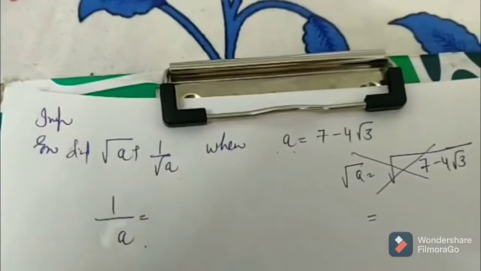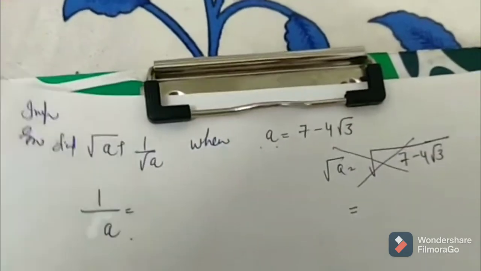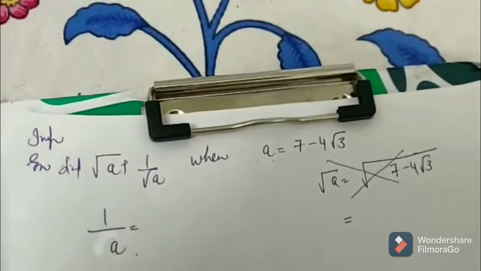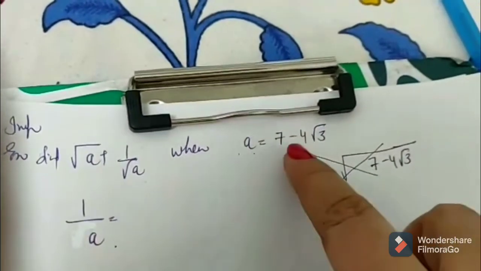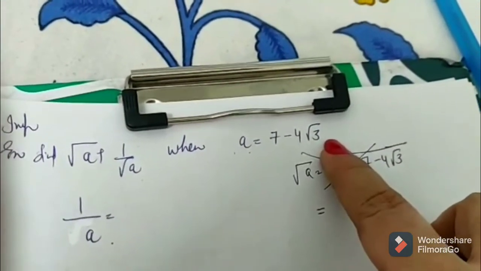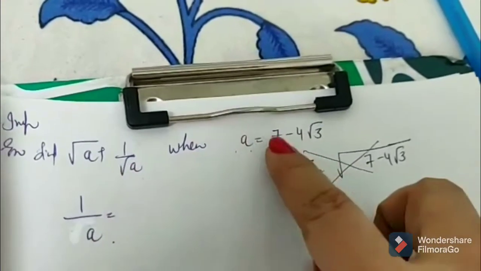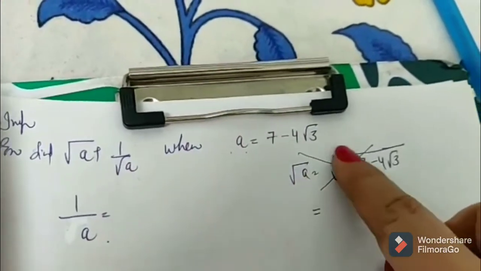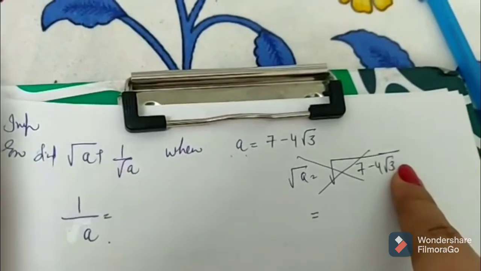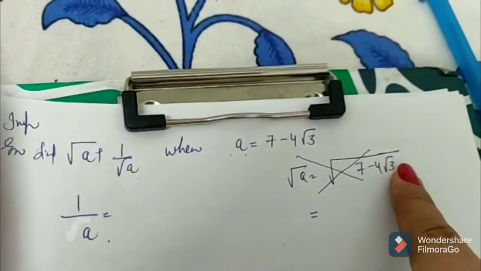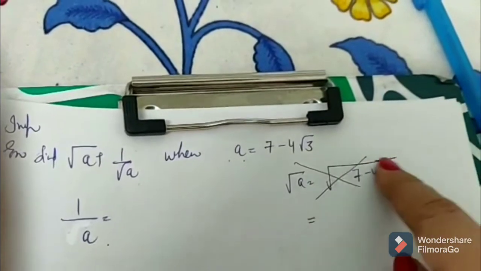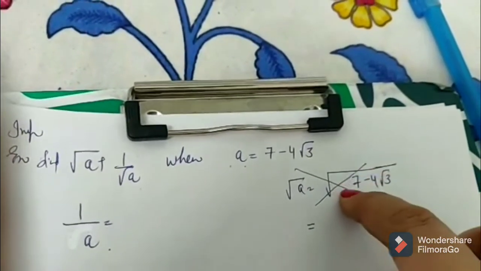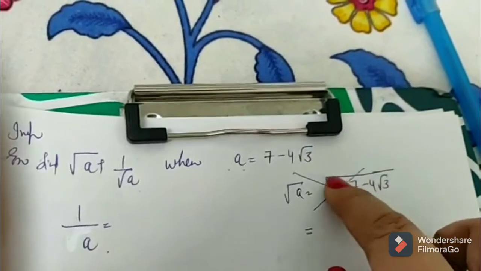Let us do one more very important example which is very useful in the Maths Olympiad. You have to find out the value of root a plus 1 by root a when a is given to be 7 minus 4 root 3. Now root a, that is equal to root of 7 minus 4 root 3. As you have observed in the last video of Geetu ma'am in extra questions, she was saying that whenever this root is given to you, you try to convert it into a whole square.